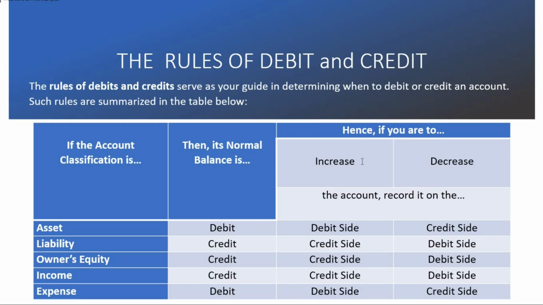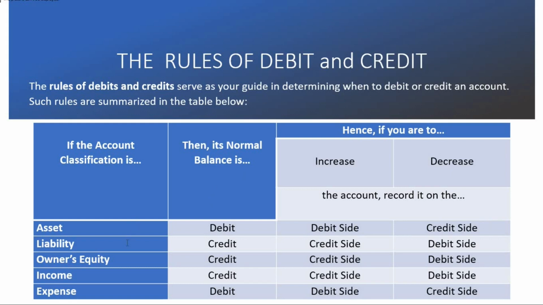Kasi nga, gusto mong i-increase siya. Kasi sabi natin, normal balance will tell us kung saang side mag-i-increase ang account. Okay? So, in this case, asset, normal balance debit. So, kung gusto mo i-increase, i-debit mo siya. Okay? Now, if you want to decrease the asset, for example, then you have to record it on the credit side. Bakit? Kasi, di ba, normal balance natin ay debit. So, kung gusto mong i-decrease, dapat i-record mo siya doon sa credit side.